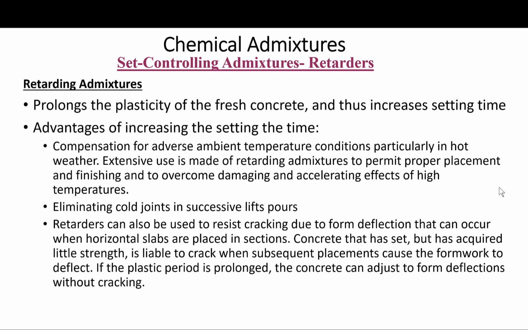Hello and welcome back to the Science of Concrete Materials class. This is lecture number 22 of the class, and we are still on the chemical admixtures module. Today we will cover the remaining admixtures. These are the set controlling admixtures and some other miscellaneous admixtures that I will mention briefly. So let's look at the set controlling admixtures first.